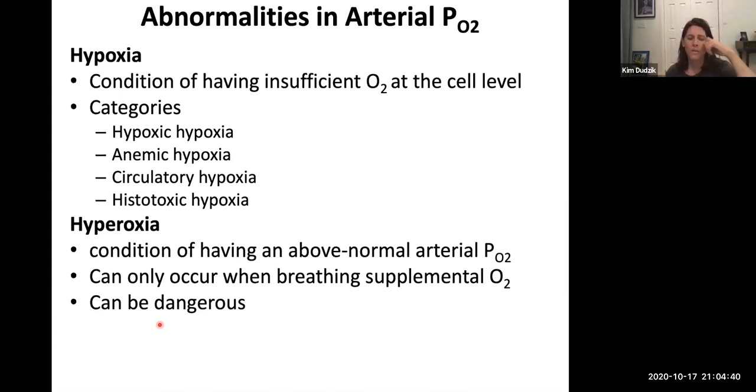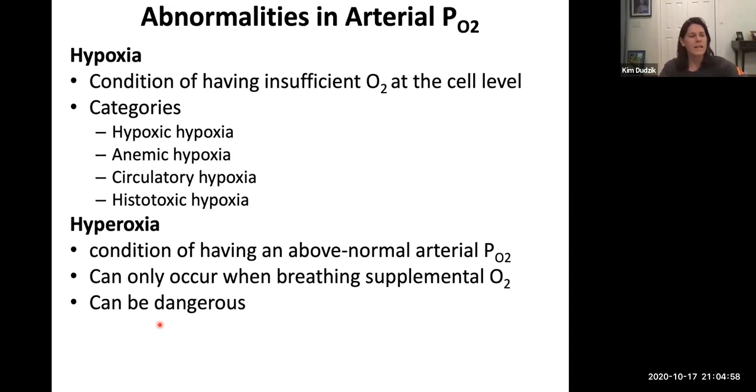So if you give someone too much supplemental oxygen, then the brain will continue to ramp down breathing, ventilation, to the point where the person can actually just stop breathing. The brain will stop the breathing from occurring.